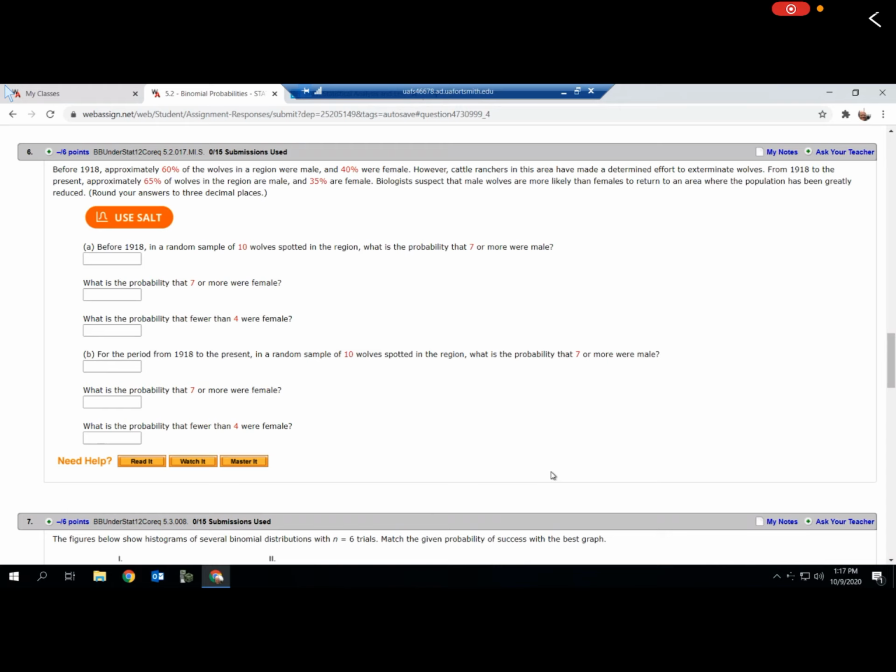Before 1918, a random sample of 10 wolves, so N equals 10, were spotted in the region. What is the probability that 7 or more were male? P is going to be 0.60 because that's the before 1918 statistic of males. So N is 10, P is 0.60, and we're looking for R greater than or equal to 7. So let's go back to our analysis package.